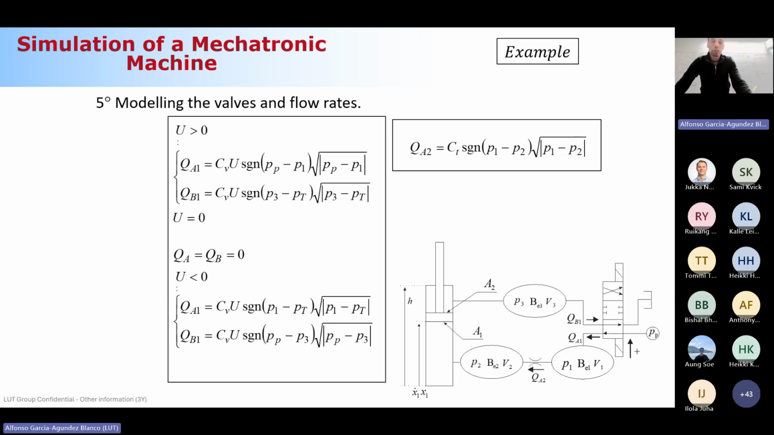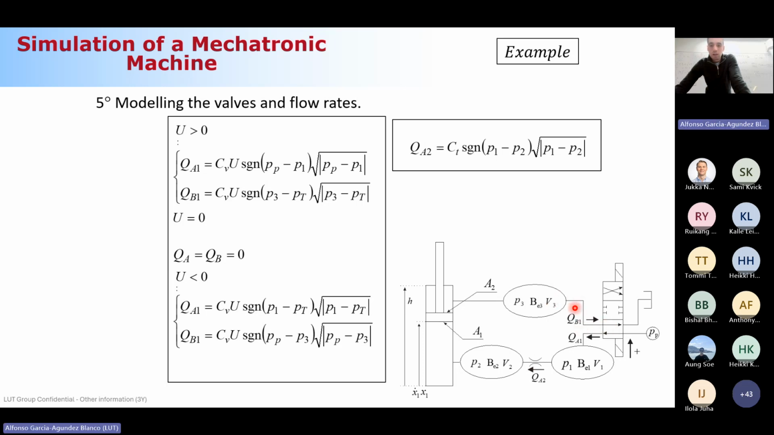So basically it's this constant times the U. U is the input signal, which is usually a voltage. This sign is the sine function. Remember, this is just a +1 or a -1, okay? This term, the sine function. And this is the square root of the absolute value, okay? And you can see here that we are relating the pressure in the pump, PP, and P1, okay? So this is QA1.